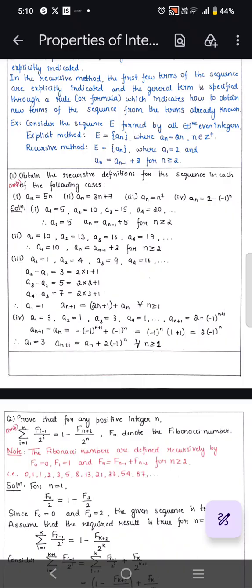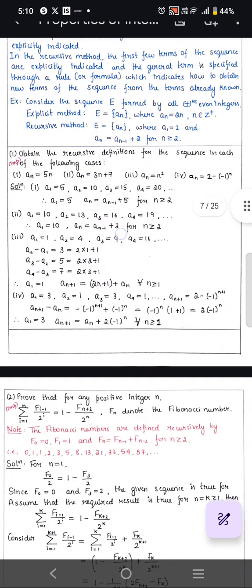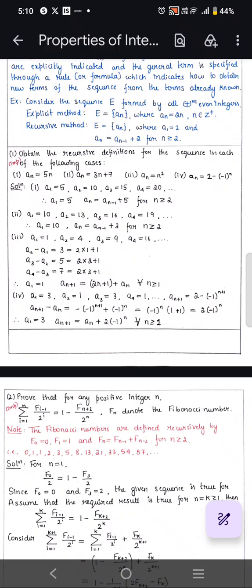Then for the recursive method, you will have an equals an minus 1 plus 2. This is the recursive method. an equals an minus 1 plus 2. That is, a1 equals a0 which is 0, plus 2 is 2. So a1 is 2. For a2, a2 is a1 plus 2. a1 is 2, plus 2 is 4. So a2 becomes 4. This is the recursive method.